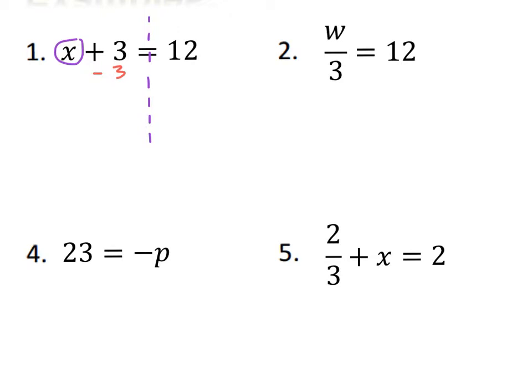But here's the property of subtraction. If I subtract from one side, I must subtract from the other side as well. And what does that do? Well, on the left side, positive 3 minus 3 cancels out. And what am I left with? The only thing left over on the left side is x. And it equals, well, 12 minus 3 is 9. So what I get as an answer is x equals 9.